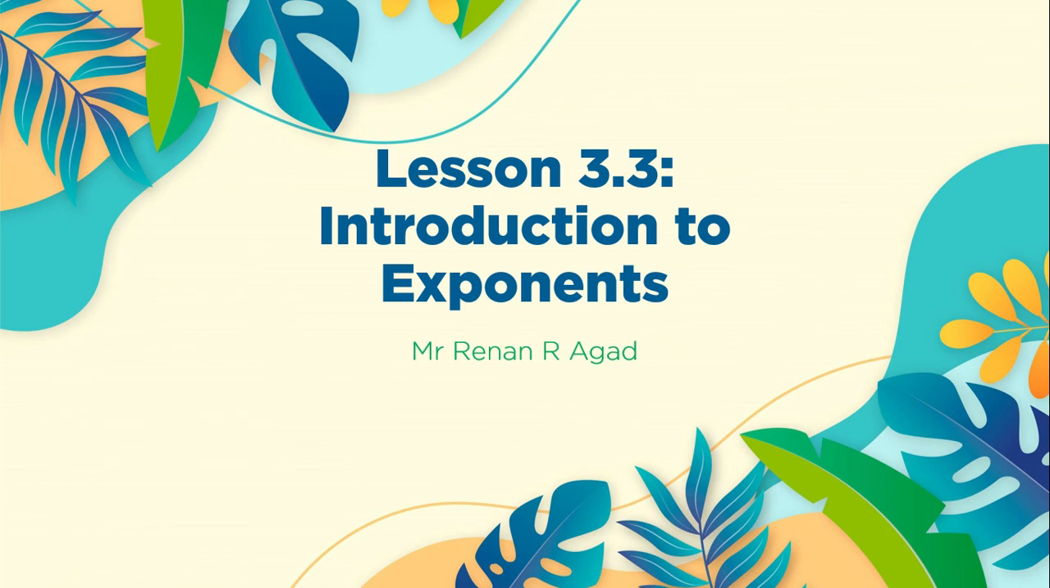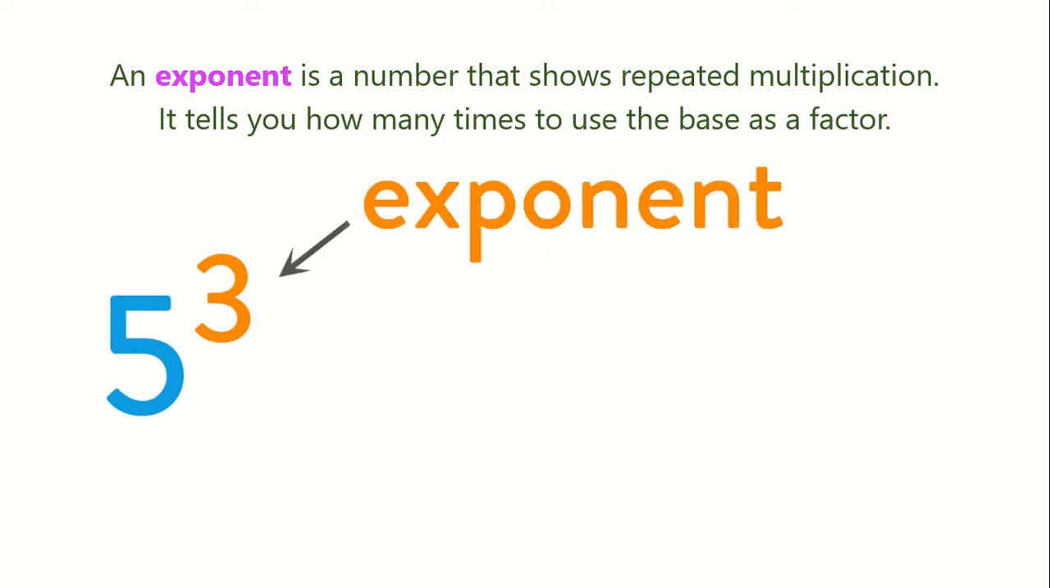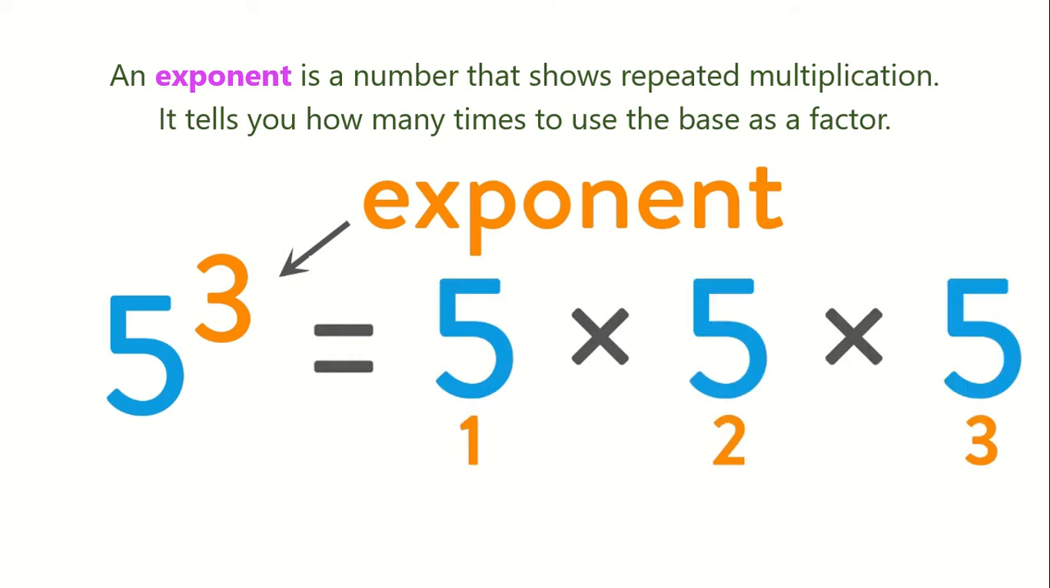Introduction to exponents. When we talk about an exponent, it is actually a number that shows repeated multiplication. It tells you how many times to use the base as a factor. For example, if you have 5 to the power of 3, the 3 here is an exponent that tells you that you need to multiply the 5 by itself 3 times. That's why that 5 is called the base.